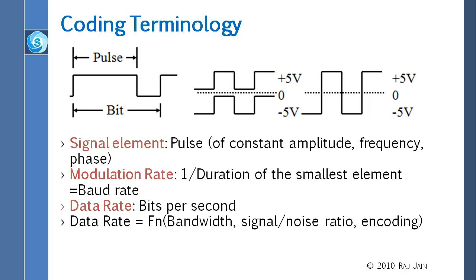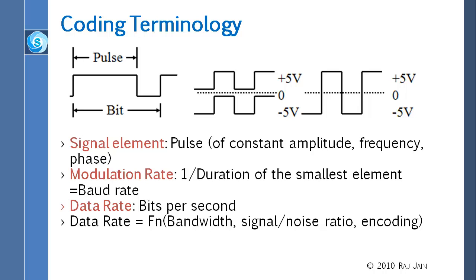So you have two elements here. One is 1 second and one is 0.1 second. What would be the baud rate? 10. Because you will take the smaller of the two, which is 0.1, and 1 upon 0.1 is 10. So you are sending 10 bauds, as we call it. That baud rate is 10.